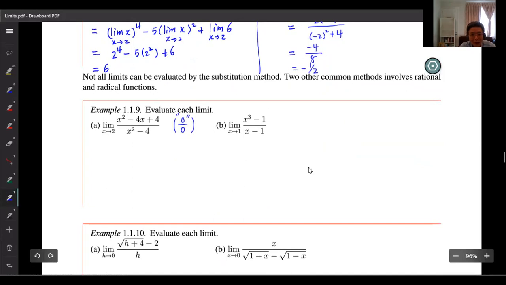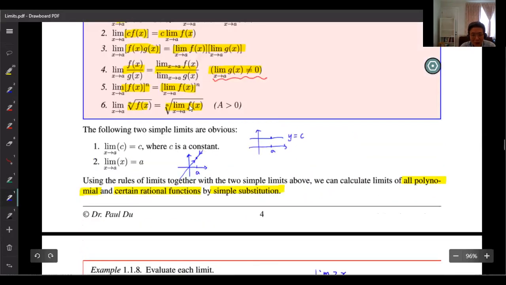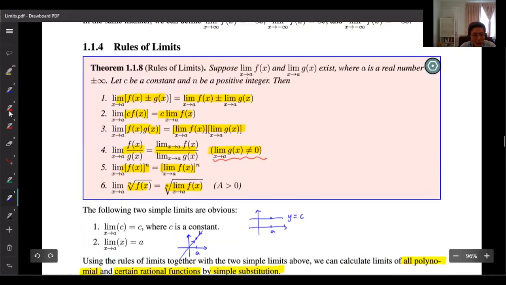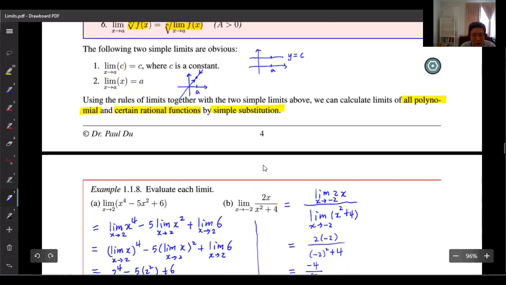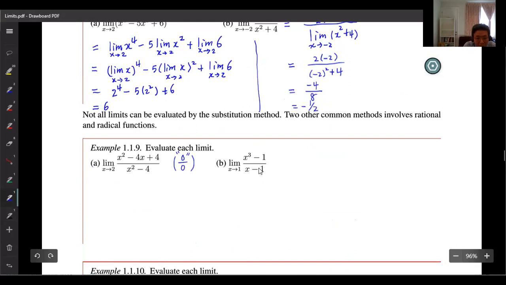This is not good, so the rule doesn't work. To use this rule, you have to make sure the denominator is not 0. If it equals 0, then you see what happens: if you plug in, you get 0/0. Usually this is called the indeterminate form. Later, we'll learn more about this when we learn derivatives.